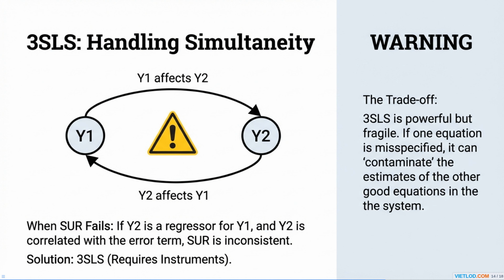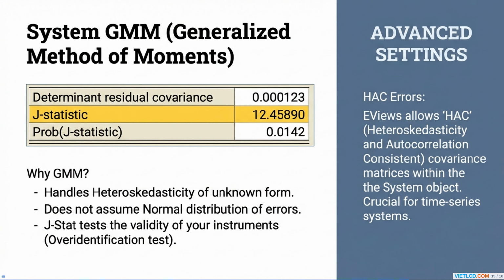SUR, or seemingly unrelated regression, fails when you have simultaneity. This occurs when a dependent variable from one equation, say y2, appears as a regressor in another equation for y1, making y2 correlated with the error term of the first equation. This causes endogeneity and renders SUR inconsistent. The solution is 3SLS, or three-stage least squares, which requires instrumental variables to address this issue.